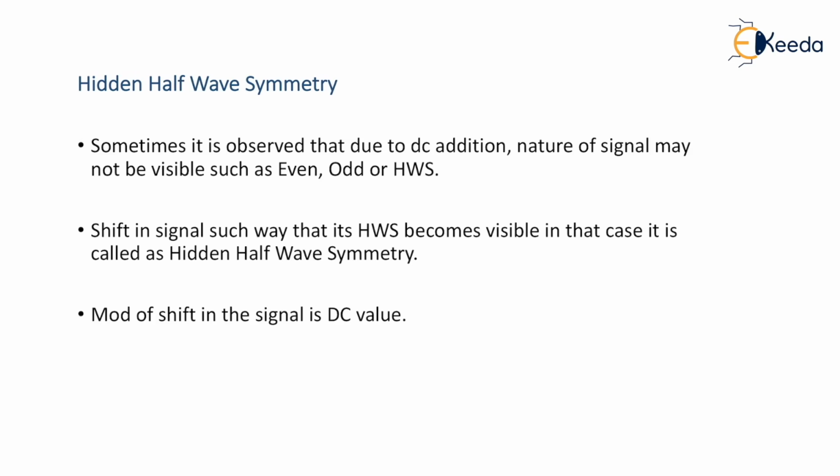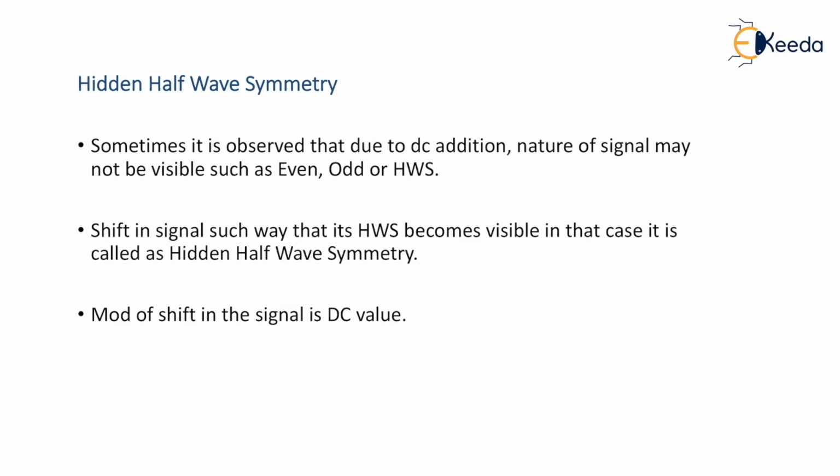So you have to observe the given signal carefully and identify that half wave symmetry is hidden, and somehow you have to make it visible. So how to make it visible? For that we have to go for the second point. The second point says: shift the signal in such a way that half wave symmetry becomes visible. In that case, it is called hidden half wave symmetry.